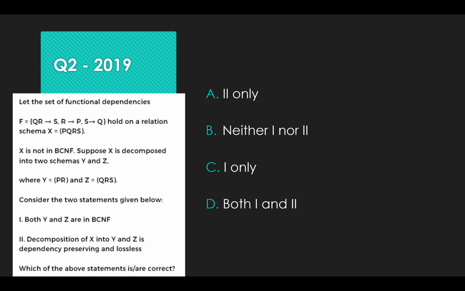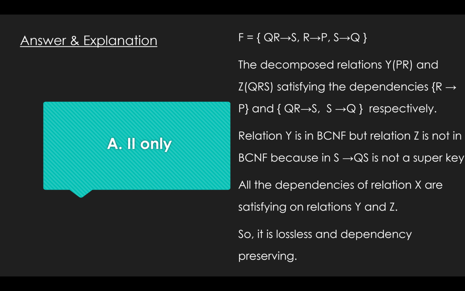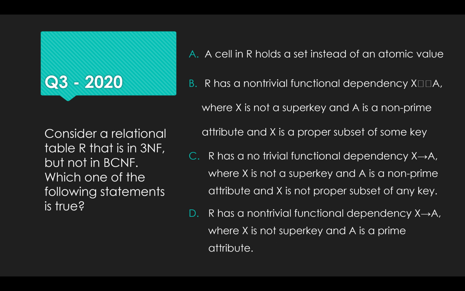The first statement is both Y and Z are in BCNF, and second is decomposition of X into Y and Z is dependency preserving and lossless. So the options are only second one is true, neither first nor second, only first is true, or both first and second. So the answer is A, second only, and here's the explanation of it.